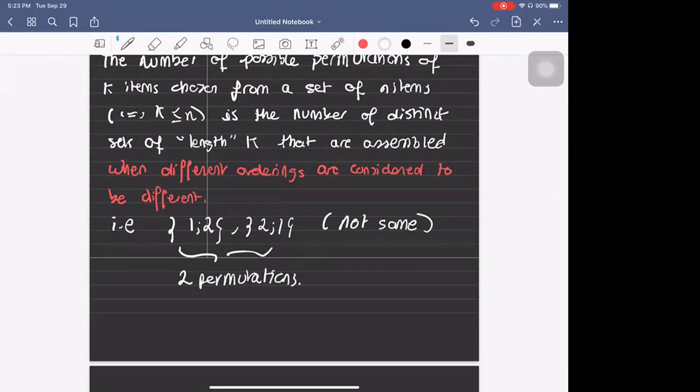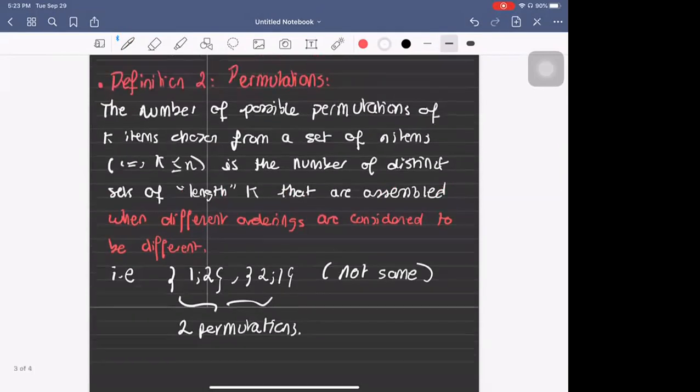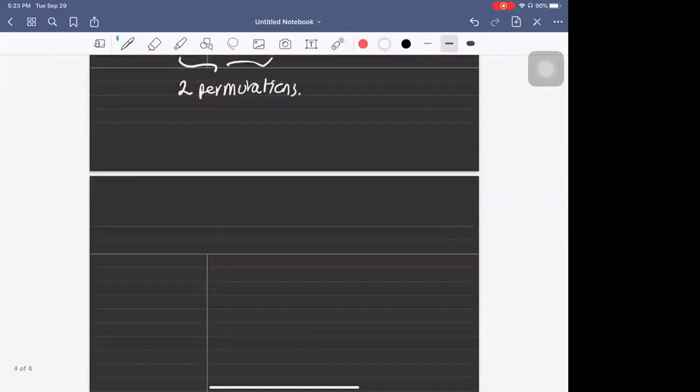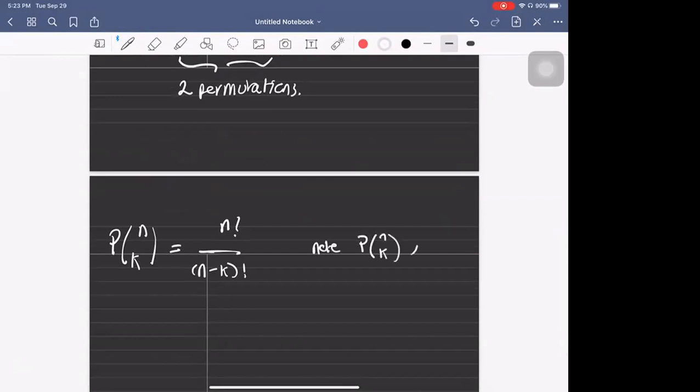Depending on the exercise that you'll have, I'll just give you the formula first. The way you could permute K items from a larger set of N items is with this formula: N factorial over (N minus K) factorial. And note that P(n, k) is greater or equal than combination C(n, k).